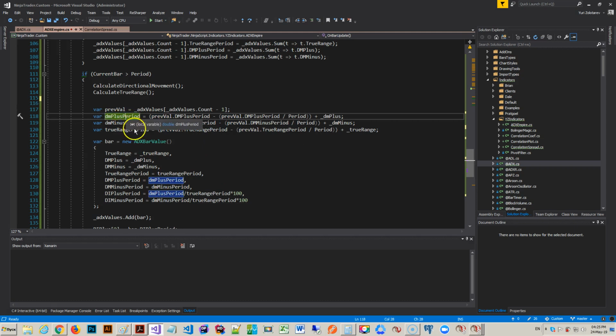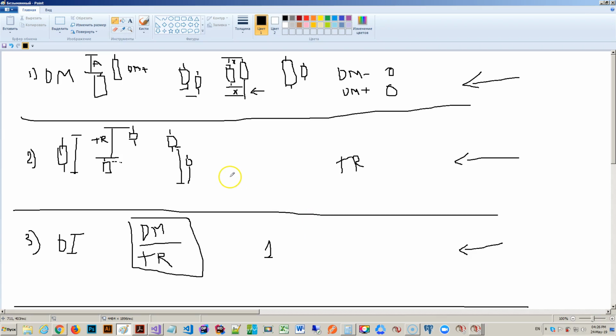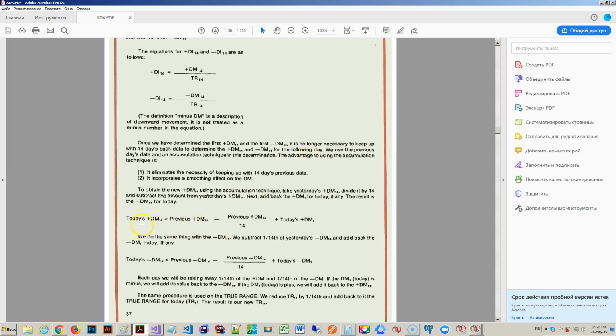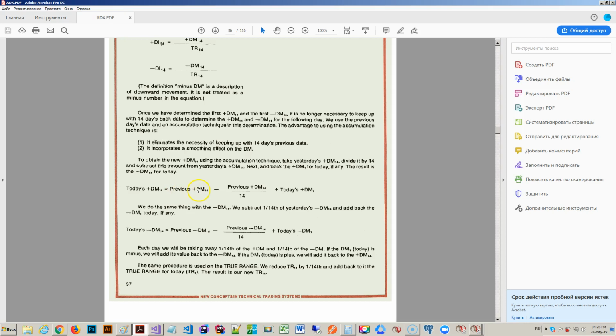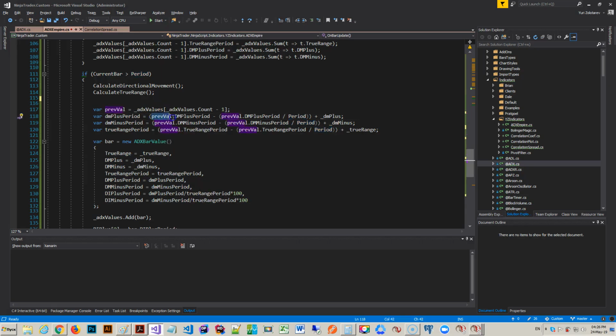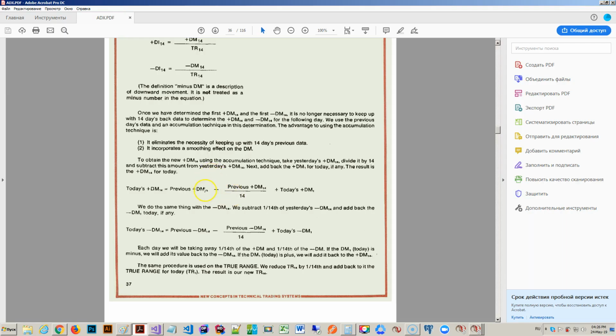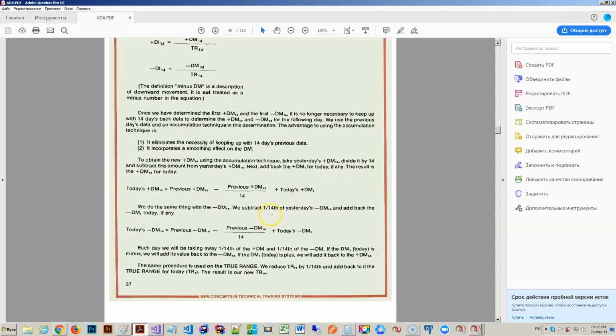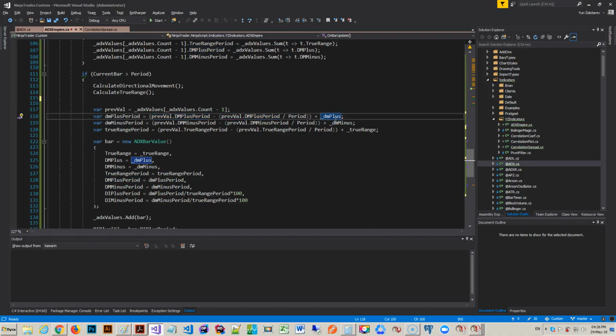Then I calculate the dm plus period, which is the previous dm plus period, in this case 14, minus the previous dm plus period divided by the period, plus the current dm plus, which has just been calculated. This is the formula right here. And the same goes for dm minus and true range.